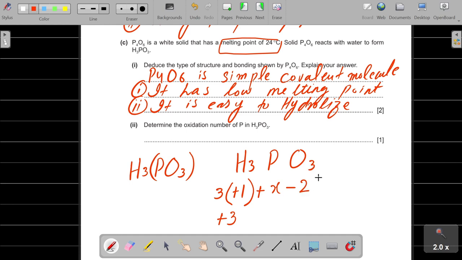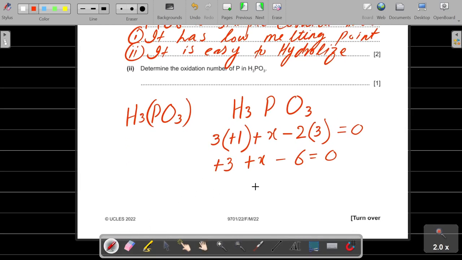Here we have 3, so they are multiplied with 3 equals 0. Why am I writing this 0? Because there is no overall charge. It's a neutral molecule. That's why I'm writing it here. So plus 3 plus x minus 3 twos are 6, minus 6 equals 0. Okay, so how do we find the value of x?